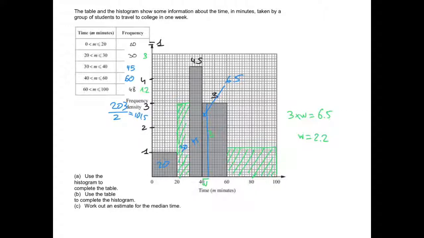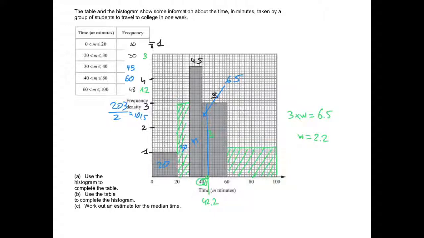We can now find the number corresponding to this on the axis. This is 40 plus 2.2, so we get 42.2, correct to 1 decimal place. And this is our estimate for the median.